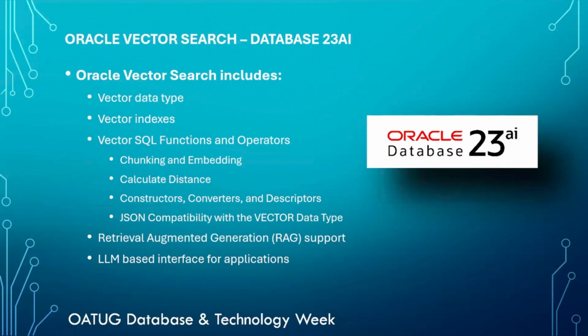One of the things that we talked about is that retrieval augmented generation is already inbuilt with your 23 AI database, which is more powerful. We're going to discuss it in the coming slides. That is already included in your 23 AI database, and so it can be used with all the LLM based interfaces for your applications.